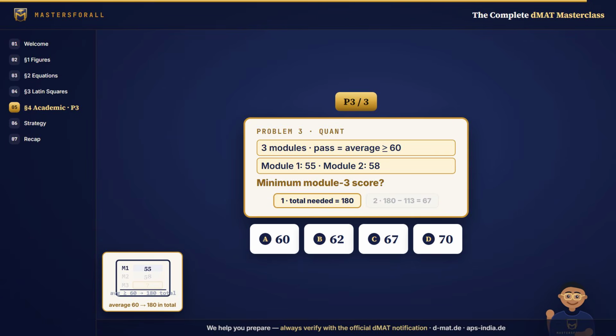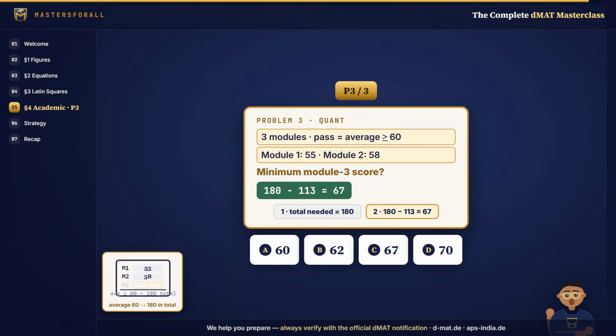Anchor: average 60 across 3 modules means 180 in total. You have 55 plus 58, 113. 180 minus 113, 67. The answer is C. And that is all 4 sections.